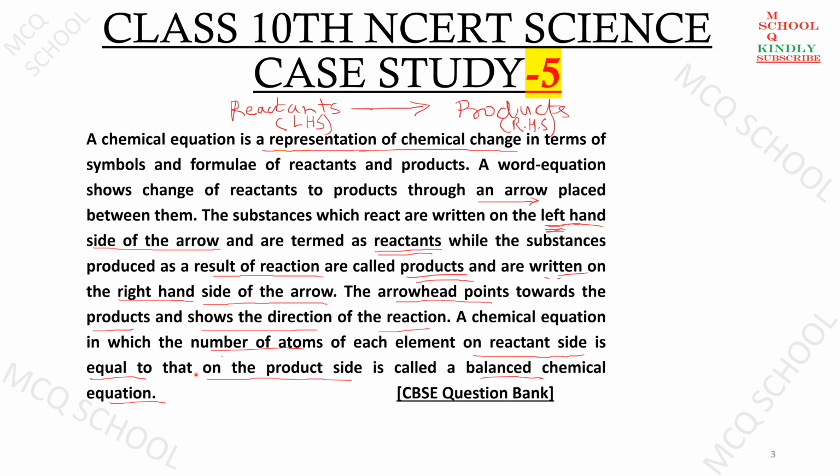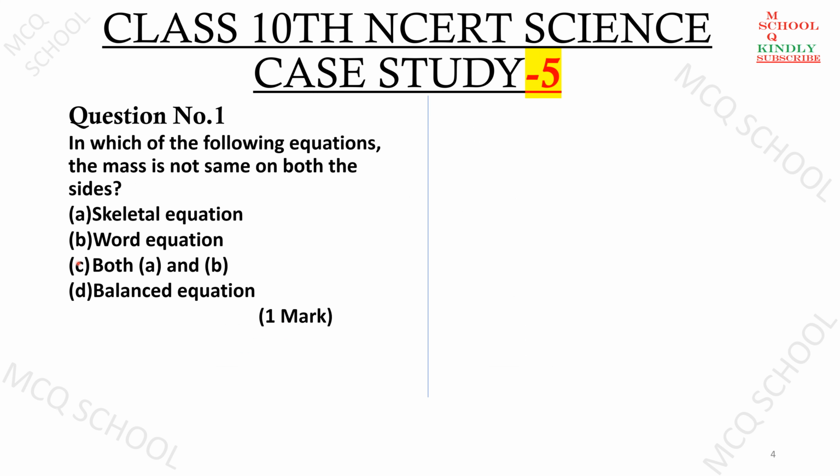A chemical equation in which the number of atoms of each element on the reactant side is equal to that on the product side is called a balanced chemical equation. So let us take questions now. Let us take question number 1. In which of the following equations is the mass not the same on both sides? Options are: skeleton equation, second option word equation, third option both A and B, D balanced equation. So what is the answer as per you?